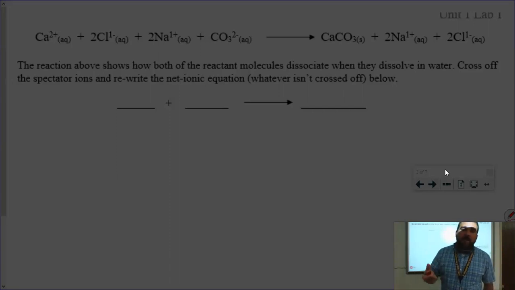But here's the next step. Look on the left side, the reactant side, and look on the right side, the product side. You'll notice that on the left side I have 2 chlorides, and on the right side I have 2 chlorides. On the left side I have 2 sodiums, and on the right side I have 2 sodium ions. They didn't change. They didn't do a darn thing. These are what are the spectator ions. We're going to cross them off. They're irrelevant.